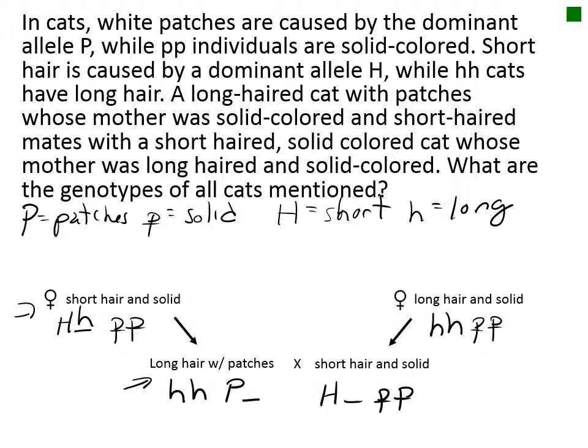Using the same logic, the offspring with patches must be heterozygous because mom only had recessive alleles to pass on. This cat must have gotten the dominant patches allele from the father. This pattern can be repeated with the other cats to fill in the remaining alleles and solve the problem.